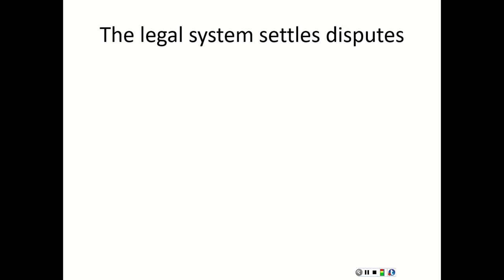The essence of the rule of law is that government officials are judged by the same laws as the citizens. This means that everybody in the United States, whether you're a private citizen or you're a public official, we are all treated equally.